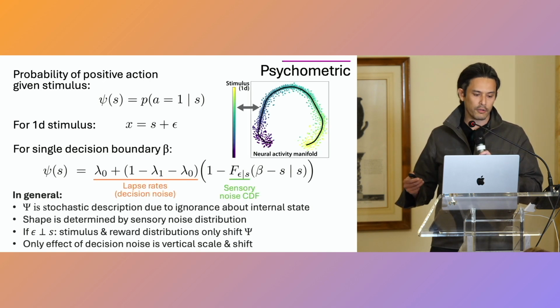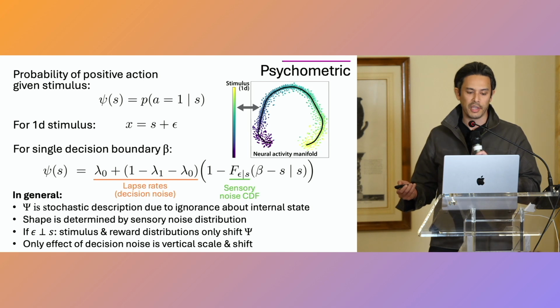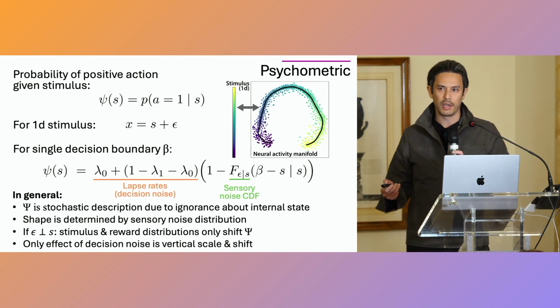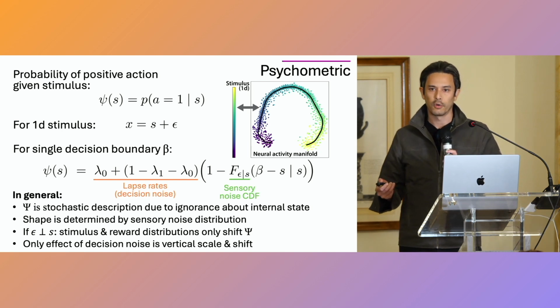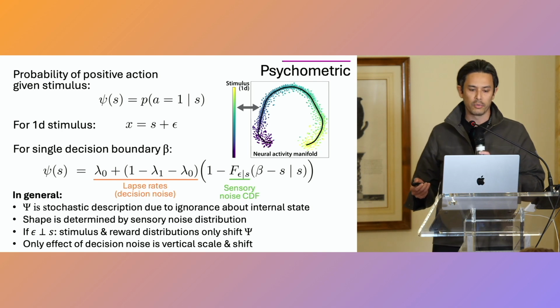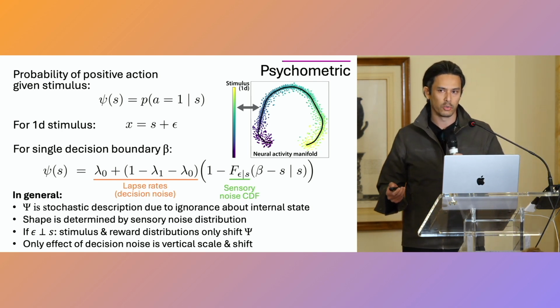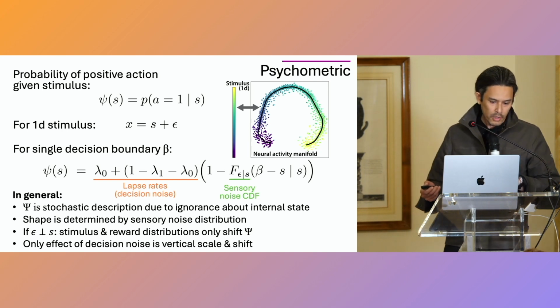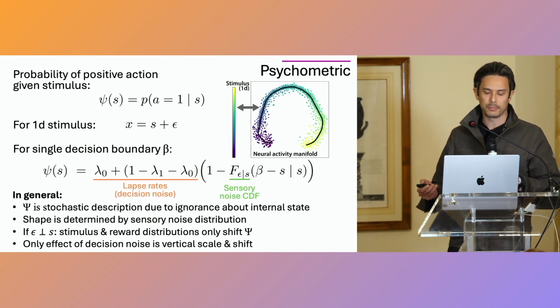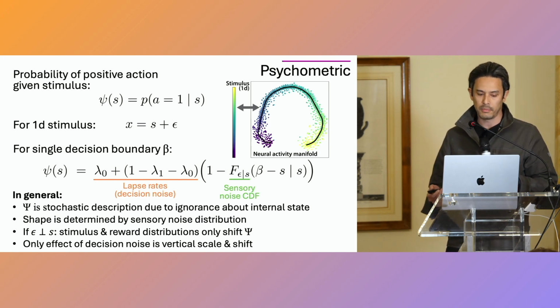In terms of the psychometric function, it is a stochastic account of behavior due to the experimenter's ignorance about the internal state of the agent. And its shape is predominantly determined by the sensory noise distribution. For example, that characteristic sigmoidal shape that we often see in the psychometric can reflect the CDF of the sensory noise projected onto a low-dimensional neural manifold. And in terms of decision noise, the only real effect on the psychometric function is to vertically shift and scale it by a constant.